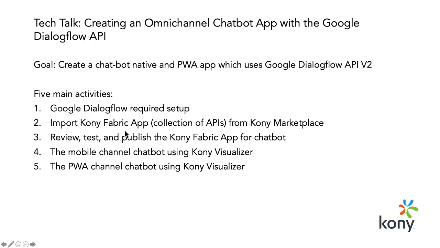Second, we'll download and import the Kony Fabric App, which is a collection of APIs from our Kony Marketplace. This Kony Fabric App will allow you to integrate with Google OAuth 2 APIs and also with Dialogflow. The third task will be to review, test, and publish the Kony Fabric App. The fourth major activity would be the mobile channel chatbot app using Kony Visualizer. Then lastly, we'll create the PWA app.